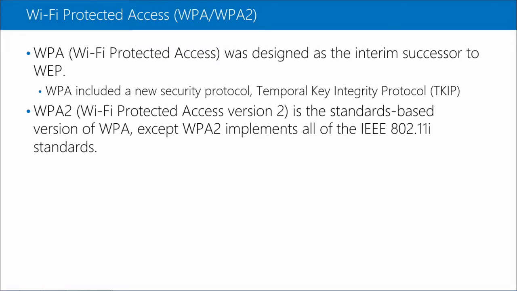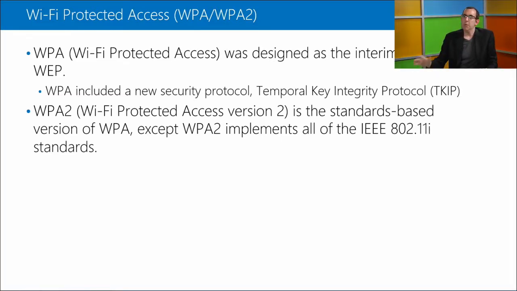WPA, Wi-Fi Protected Access, was designed as an interim successor to WEP. It included a new security protocol, TKIP, Temporal Key Integrity Protocol. And then WPA2 is a standards-based version of WPA, except WPA2 implements all of the IEEE 802.11i standard. Hence the interim. The first one was interim because they were working on the 802.11i standard and the full implementation of it. Very similar to what they did with 802.11n, which is merely a bandwidth protocol. They actually started releasing devices for it before the protocol had been finalized and called them draft. You could actually get devices that said draft on the box. It was crazy.